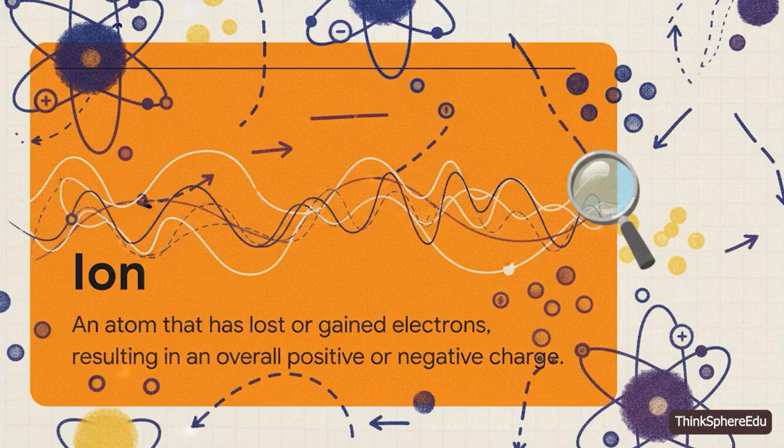An ion is just an atom that isn't neutral anymore. And why isn't it neutral? Because it's either gained an extra electron or it's lost one. It's that change in the electron count that gives the whole atom an electrical charge.